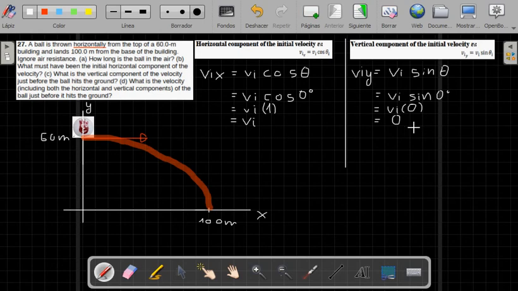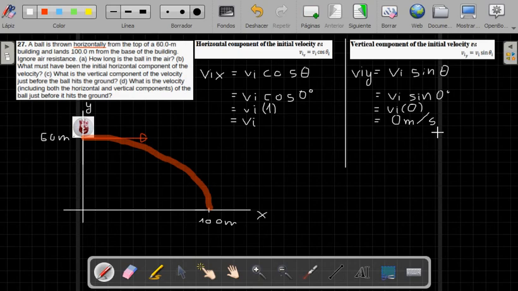This time I'm going to write 0 meters per second, because we are calculating, after all, a velocity, and the velocity is measured in meters per second. What is the meaning of this?